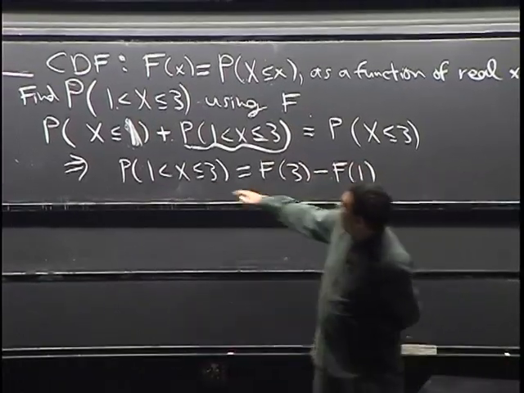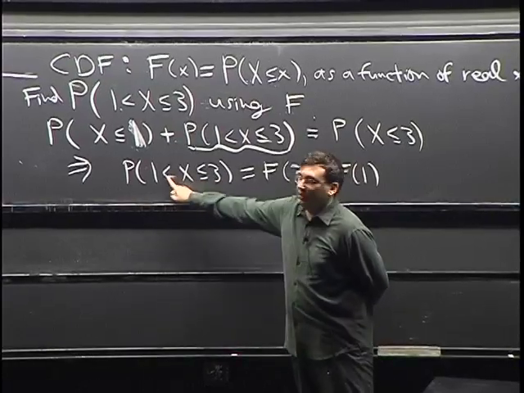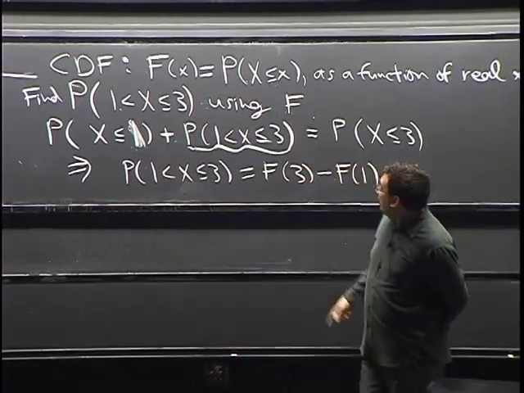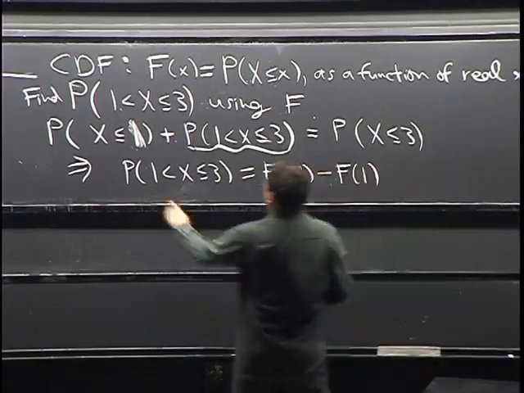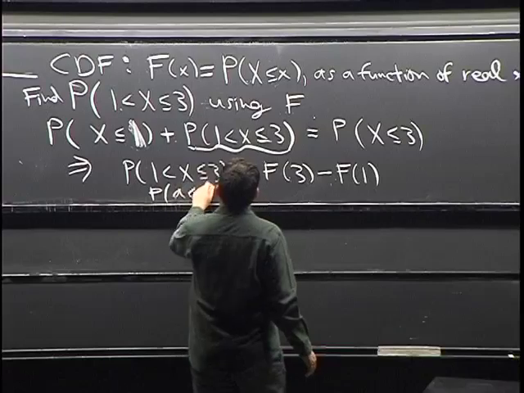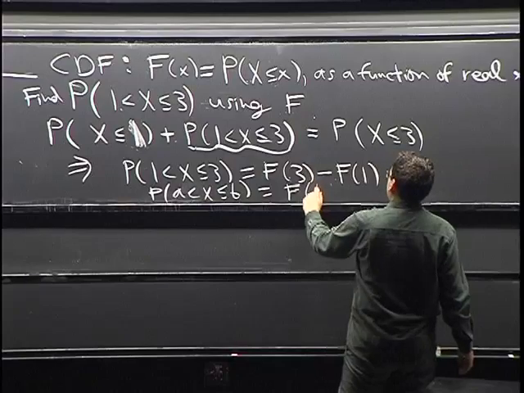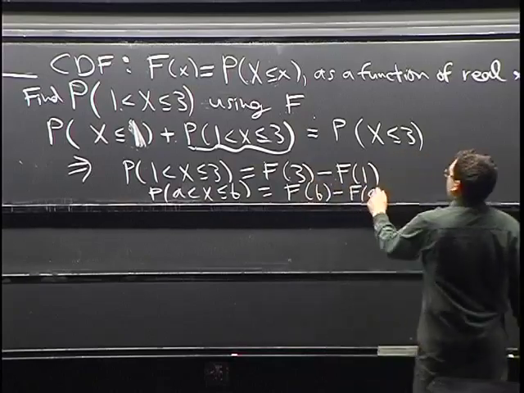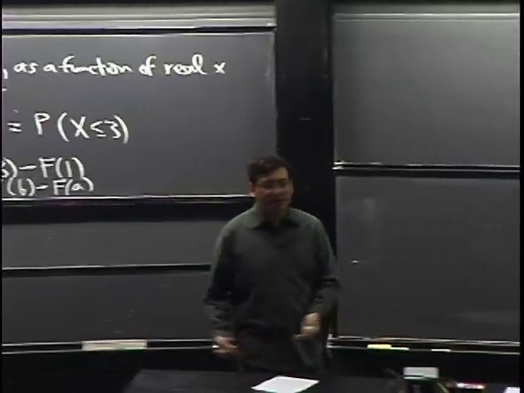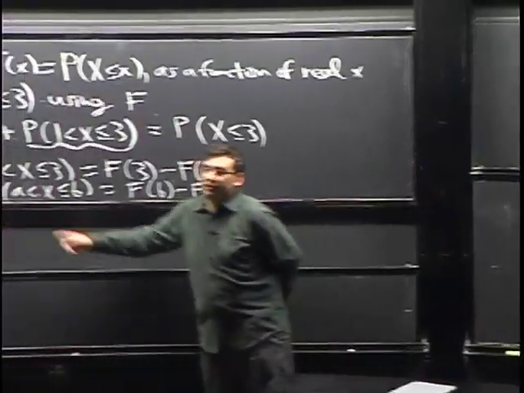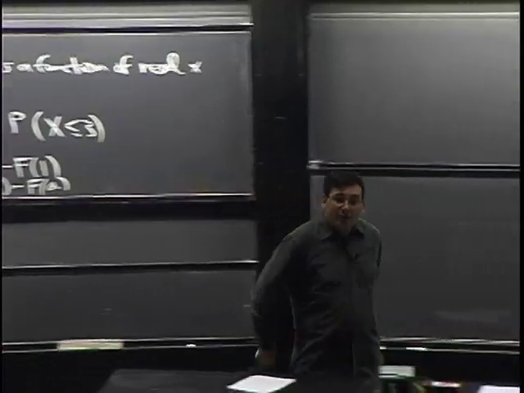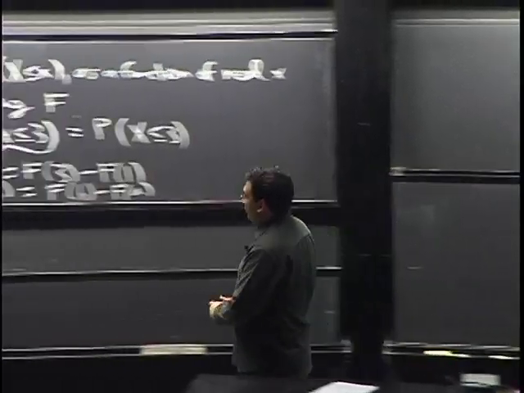And now I'm trying to be careful about the strict inequality. Okay, so from here, I'll just write that more generally: A less than x less than or equal to b. So if we want an interval like this, well, then it's just F of b minus F of a. So that's just an example showing that from the CDF, we can compute the probability of an interval like that. Okay, now, so in general, CDFs have three important properties.